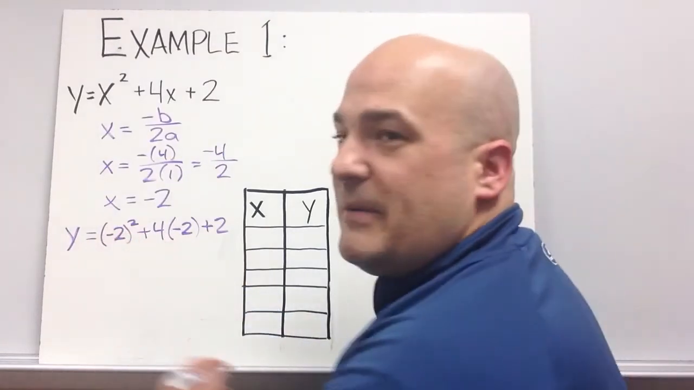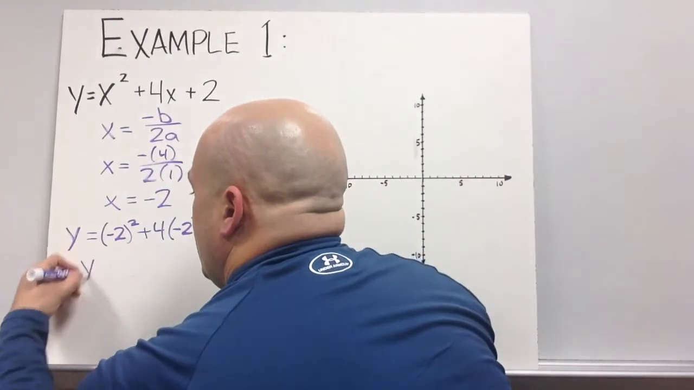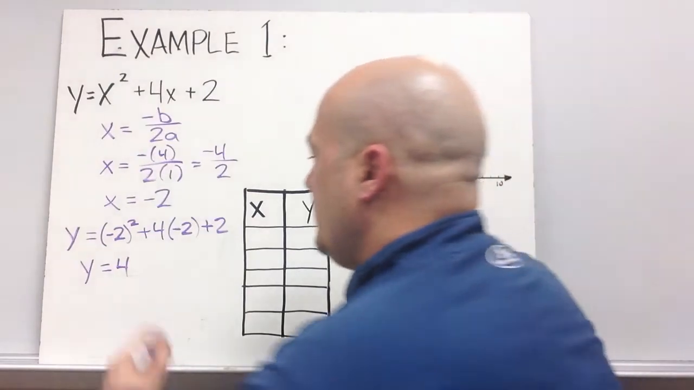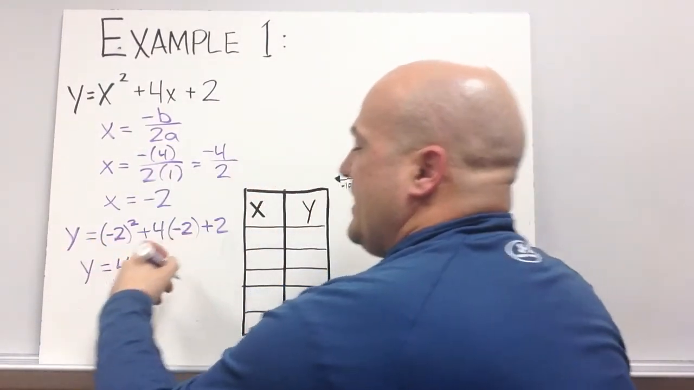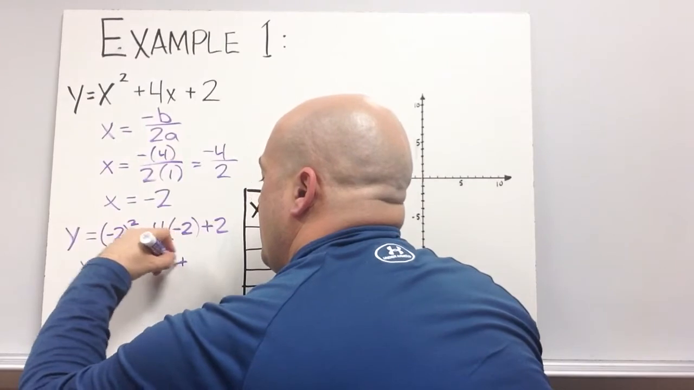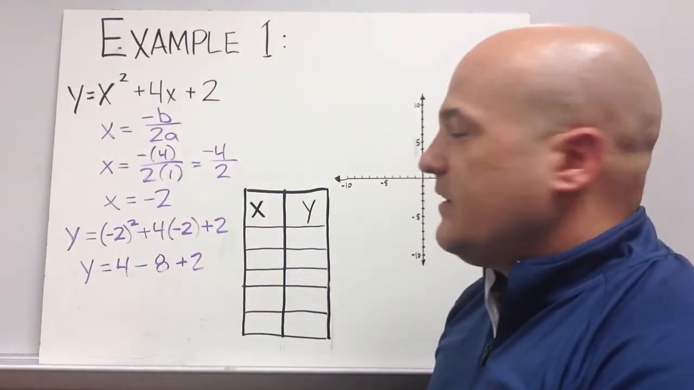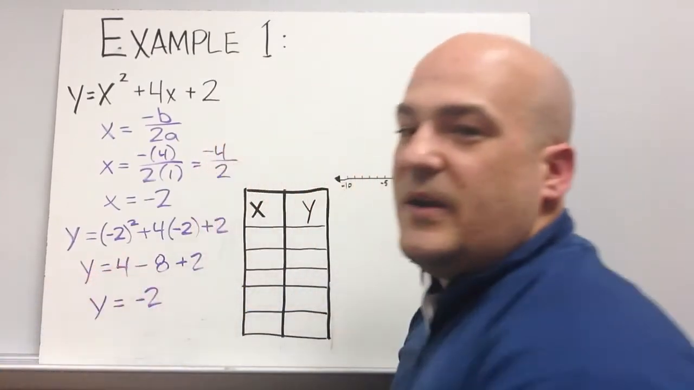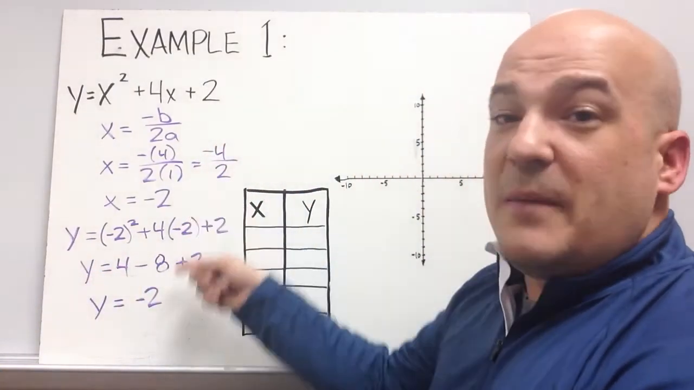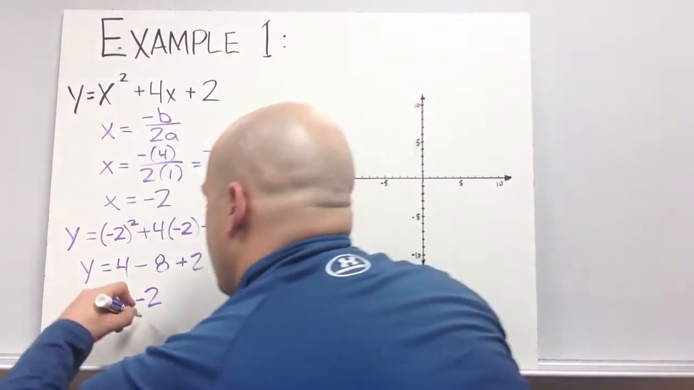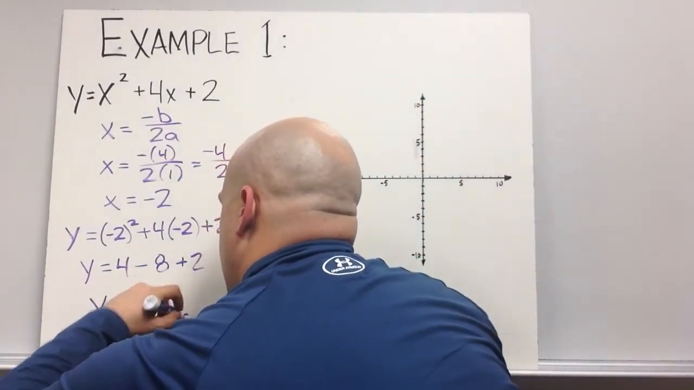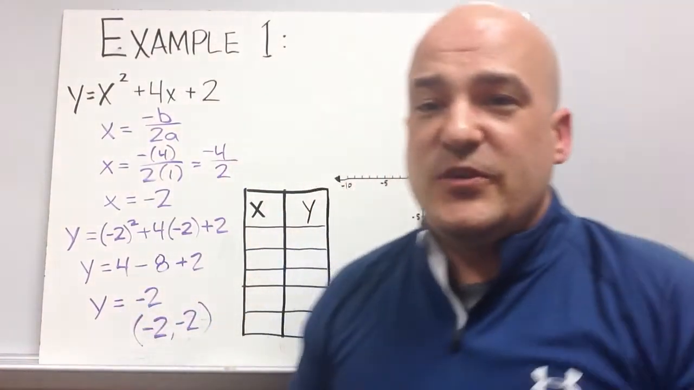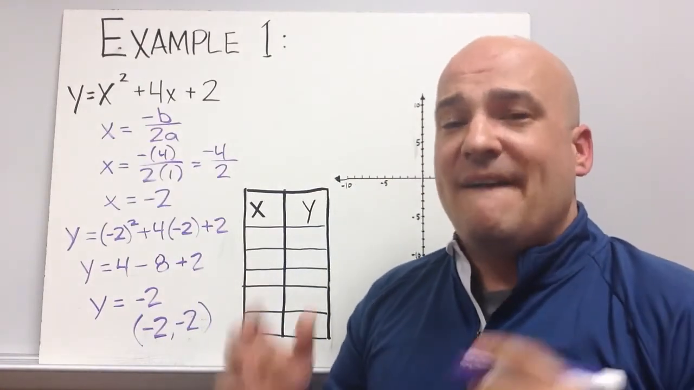I'm going to break it up into some different parts. Negative 2 squared, negative 2 times negative 2, is positive 4. 4 times negative 2 is negative 8. And then plus 2. So when I simplify all this out, I get y equals negative 2. So my x value is negative 2 and my y value is negative 2, so my vertex is negative 2 comma negative 2. That's step number 1, find your vertex.